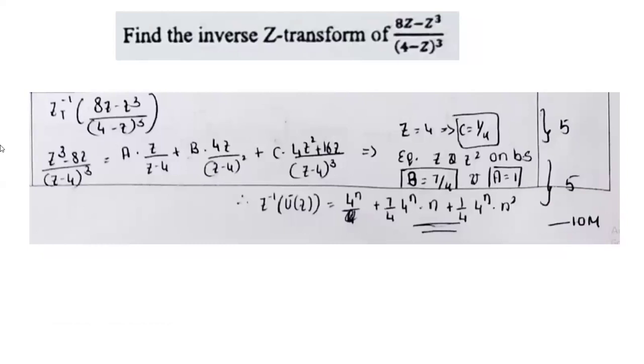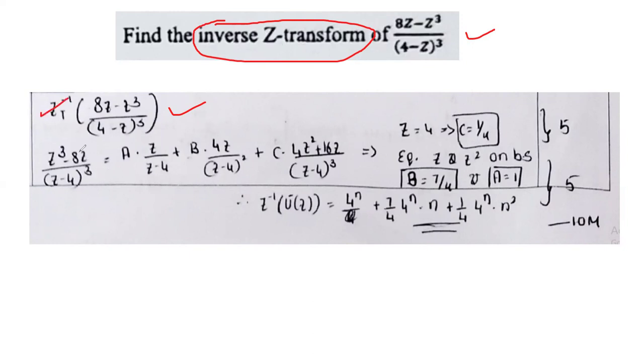Now moving on to another question. Find the inverse Z transform of (8z minus z cube) by (4 minus z cube). Our ultimate goal is to calculate the inverse Z transform, not the Z transform. What would the inverse Z transform be? I should get the value in terms of n, correct? The question is actually in terms of z, so I need to take the inverse transform so that I get the value in terms of n. So the inverse Z transform needs to be computed.